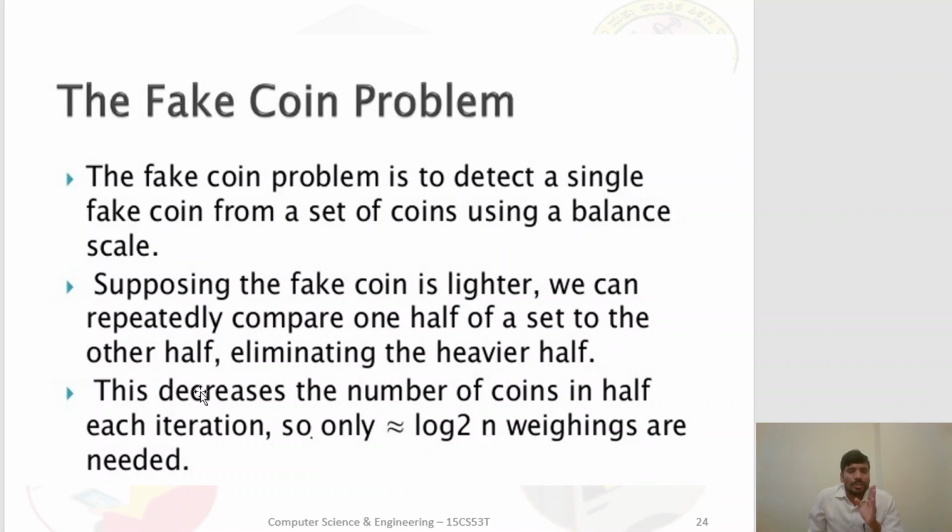So by doing this, the problem size is reduced to its half. So almost for every iteration, the number of coins in the half each iteration, it becomes log 2 of n weighings are needed.